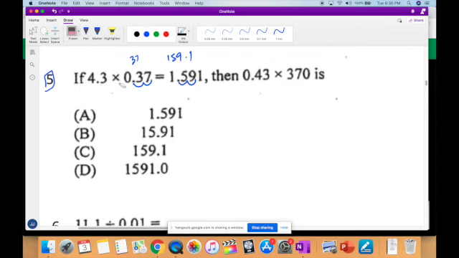I think I did something wrong. Don't worry about that. What's the final answer you get? 159.1. Well, that's actually the correct answer.